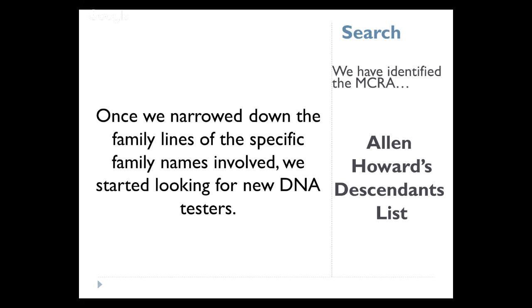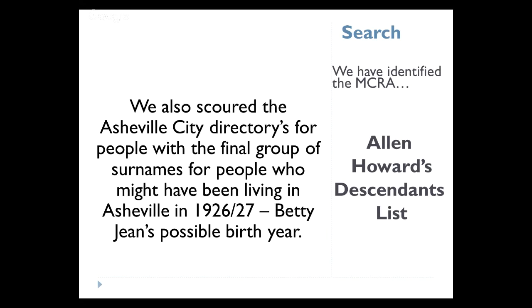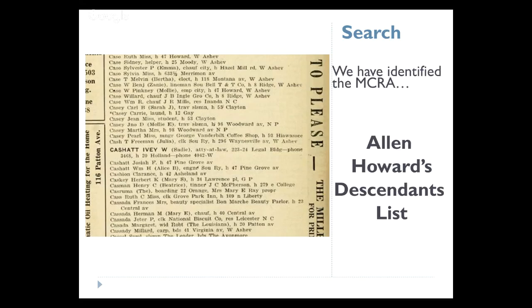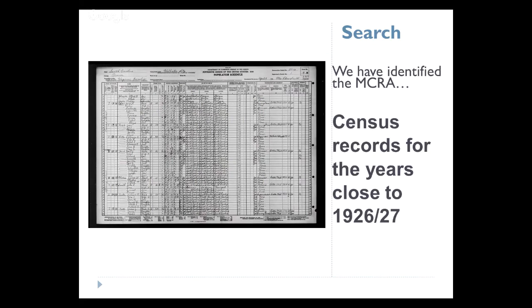And once we narrowed down the family lines of the specific family names involved, we started looking for new people who could possibly do DNA tests. So knowing that Betty Jean was born in 1927 in Asheville, we scoured directories for surnames that we knew were in that family group chart that we had created. And so we looked through the city directory, which you can see we're looking through here for Cashins. We also looked through the census record for those years.